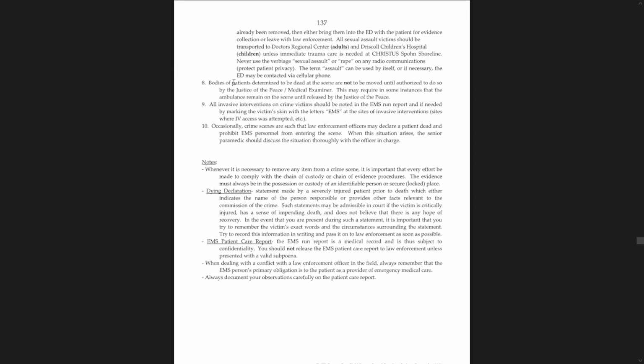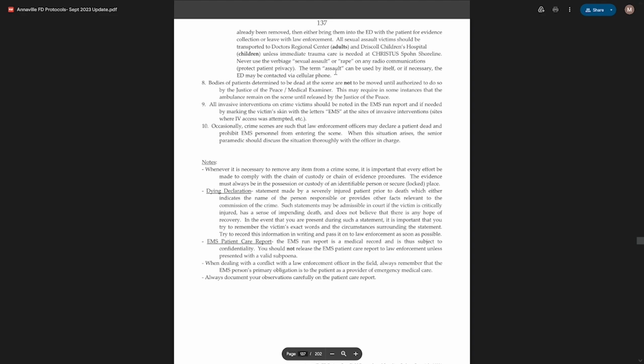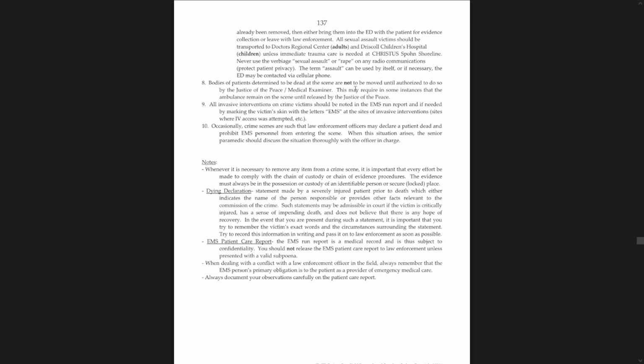Bodies of patients determined to be dead at the scene are not to be moved until authorized to do so by the justice of the peace or a medical examiner. This may require, in some instances, that the ambulance remains on the scene until the release by the justice of the peace.